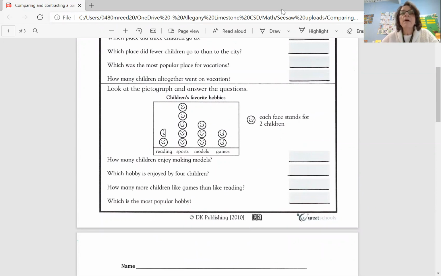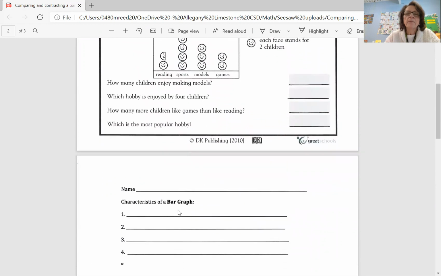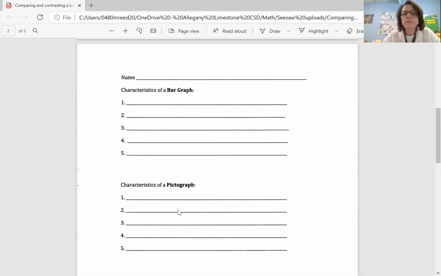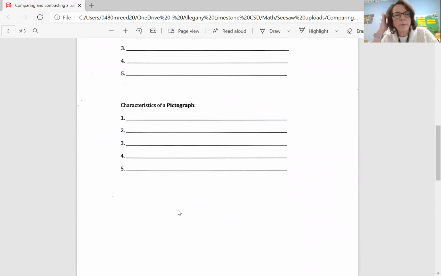All right, now if you have ever compared and contrasted anything, you might have used a Venn diagram. And so that's what we're going to be using. So today, boys and girls, when you submit your work, you want to complete the Venn diagram, and we'll also be listing the characteristics of a bar graph and the characteristics of a pictograph. You do not need to go back and answer those questions on the graph again like we already did, okay?